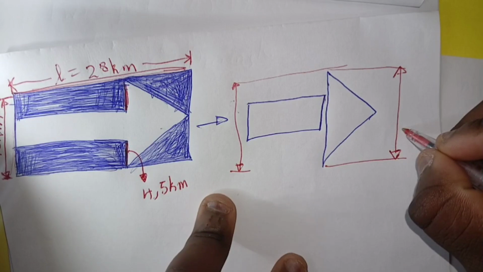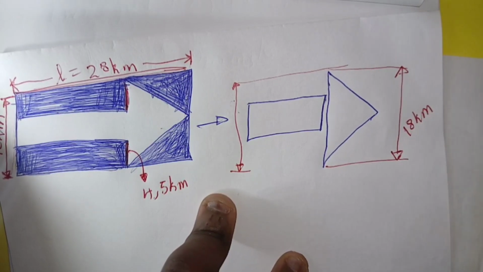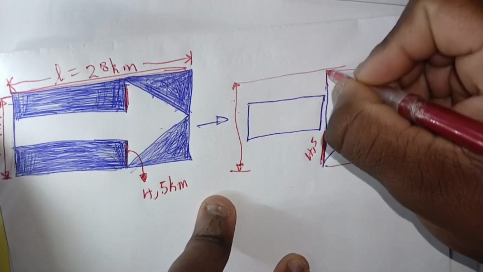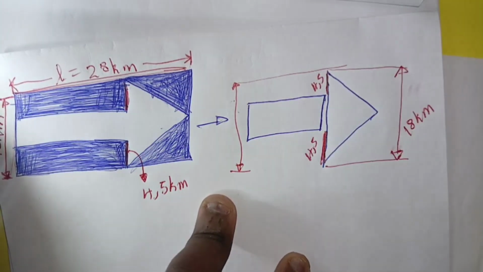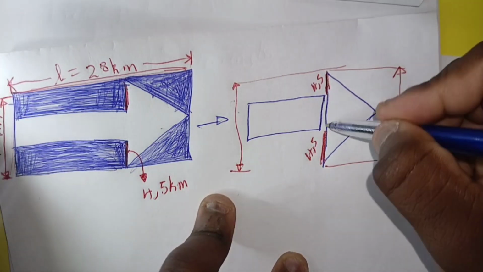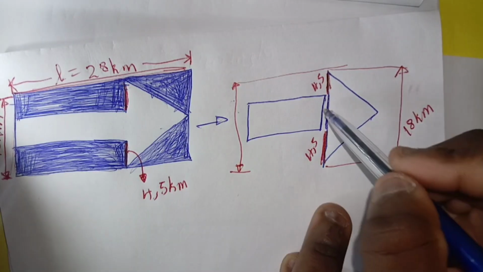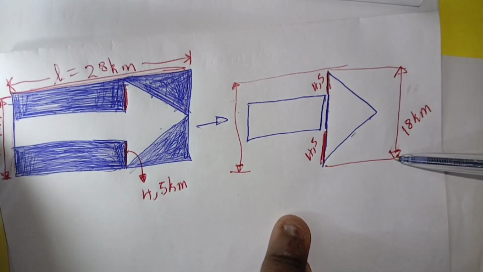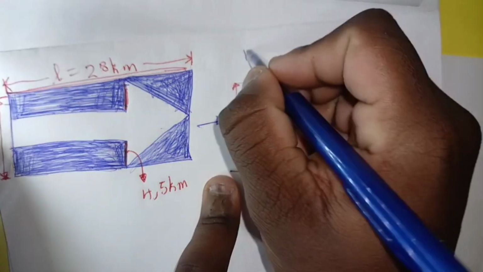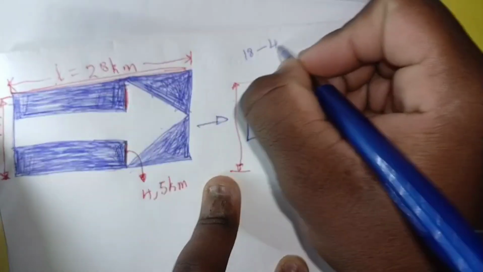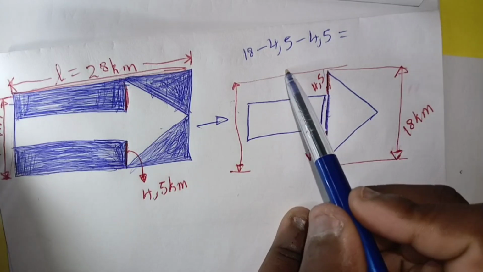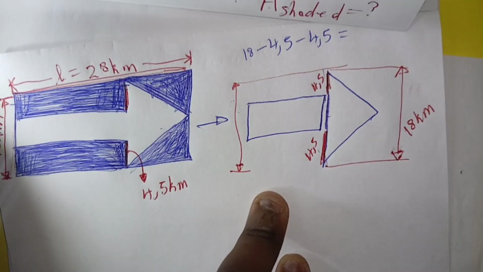The height there is equal to what? It's 18 kilometers. And you know, this one, the tips are just 4.5 kilometers. So tell me, what is this height? To get this height, you know the total, and you know this, so just take the total and minus these two ones. 18 minus 4.5 minus 4.5. When you press that on the calculator, I'm sure you will get 9.